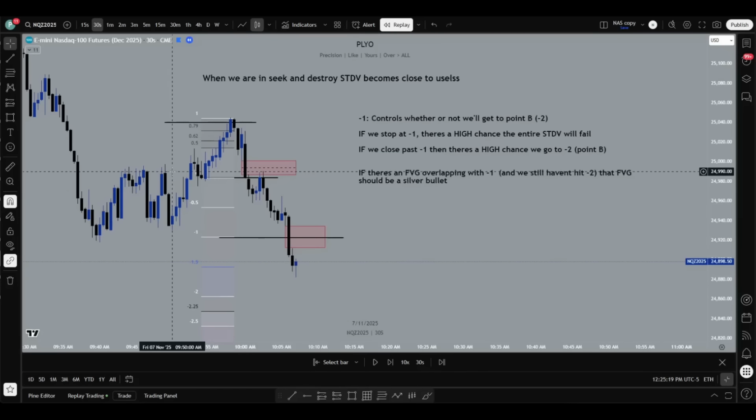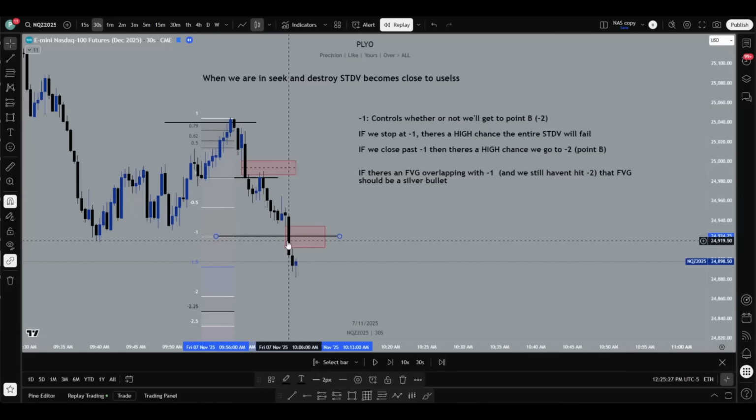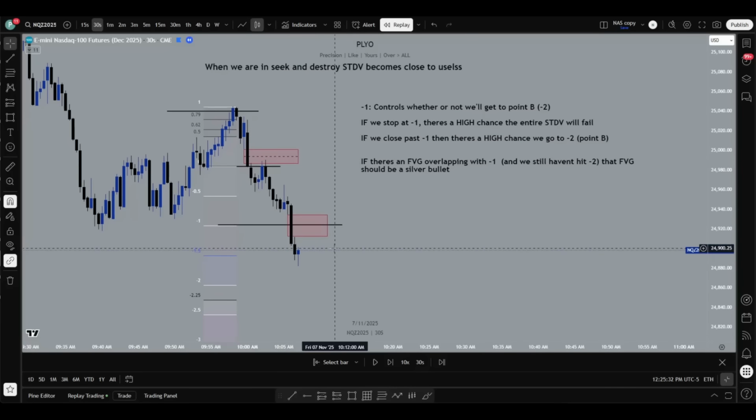Remember, no different than how the 0 of this bullish one overlaps perfectly, but this one right here is not overlapping. It's kind of just on it. This right here is overlapping, right? If this overlaps, this will be a silver bullet gap. Simple as that. What does that mean?